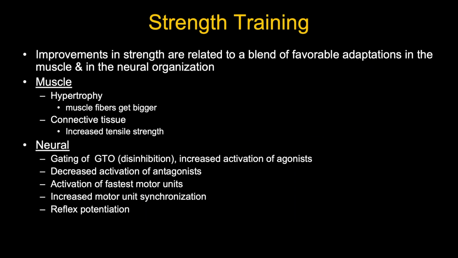So the previous slide really highlights the importance that our improvements in strength gains are really related to a favorable blend of adaptations in the muscle as well as in the neural organization. As far as the muscle adaptations are concerned, we're really talking about muscle hypertrophy. In the scientific literature and animal studies, some of the studies suggested that hyperplasia, that is the splitting of muscle cells and creating new muscle cells, is how animals increase strength. However, this has not been found to be the case in humans, and if it does exist, it's quite negligible in its contribution to overall muscle hypertrophy.